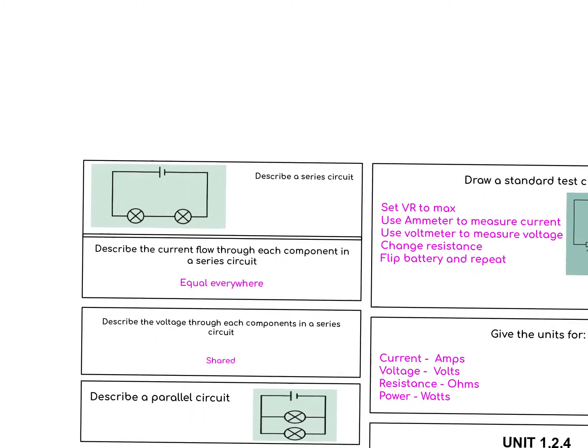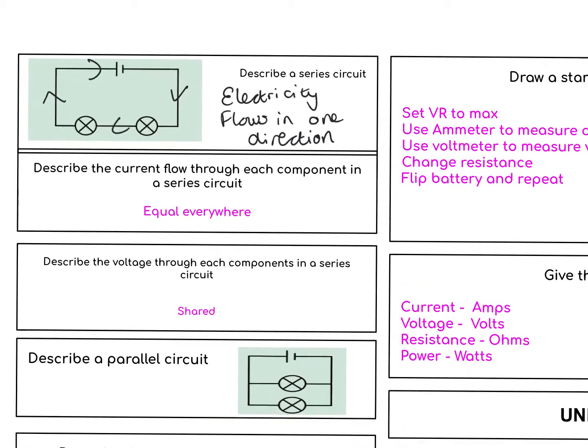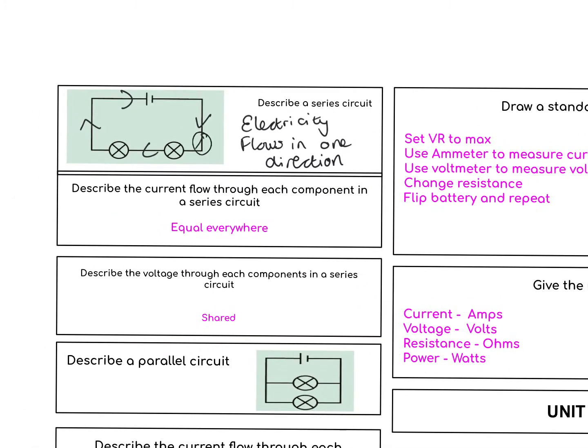Okay, a series circuit, all the electricity flows in one direction. And if you can see, it looks like that because it's just going to go round and round and round. The current is equal everywhere. So if I've got an ammeter here and an ammeter here, they'd have exactly the same reading, whereas the voltage would be shared.